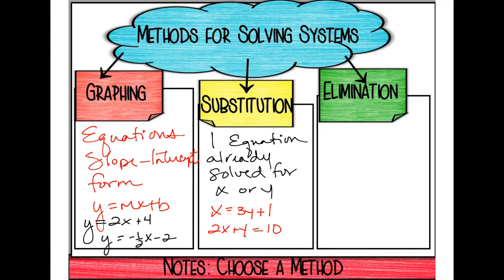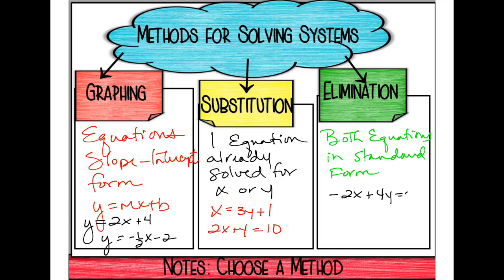And finally, we have elimination. The best time to use elimination is when both equations are in standard form. This way, you can line up all of your terms for quick elimination. For example, if we had negative 2x plus 4y equals 5 and 2x plus y equals 10. Not only are these two equations both in standard form, but they're all ready for elimination. We don't even have to do any multiplying. We already have inverses of the x terms. So that would be a great example of when to choose elimination as your solving method for this system.